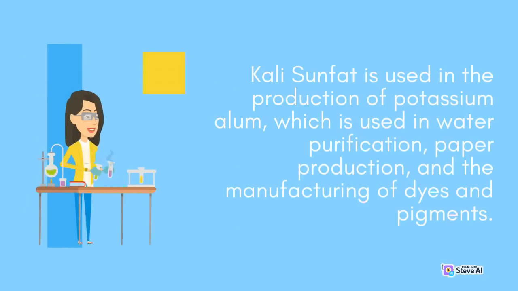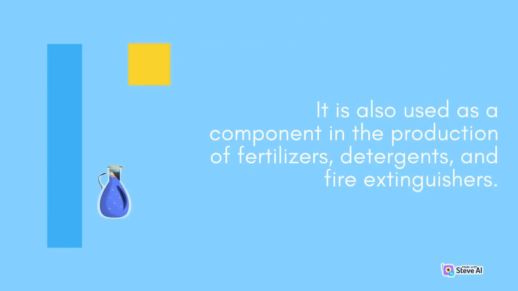Potassium sulfate is used in the production of potassium alum, which is used in water purification, paper production, and the manufacturing of dyes and pigments. It is also used as a component in the production of fertilizers, detergents, and fire extinguishers.